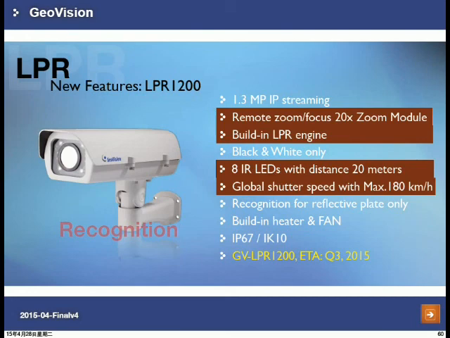And the differences between this camera and the previous camera: the LPR1200 supports eight IR LEDs with a distance of 20 meters. And the maximum speed this camera supports is up to 180 kilometers per hour. The release date for this camera is expected in Q3. But the previous camera is already on the market.